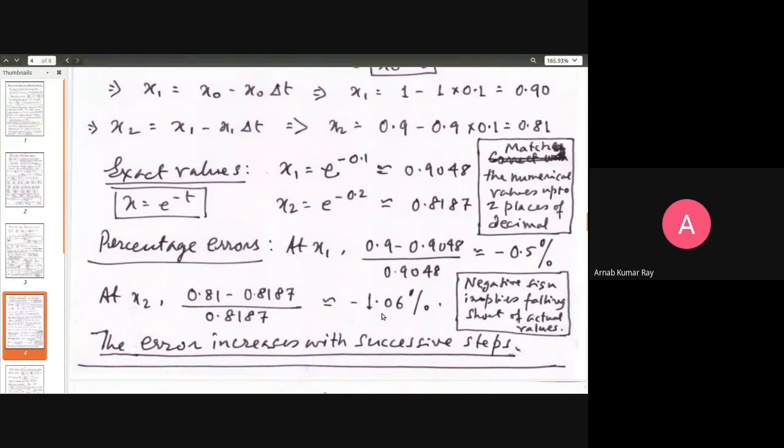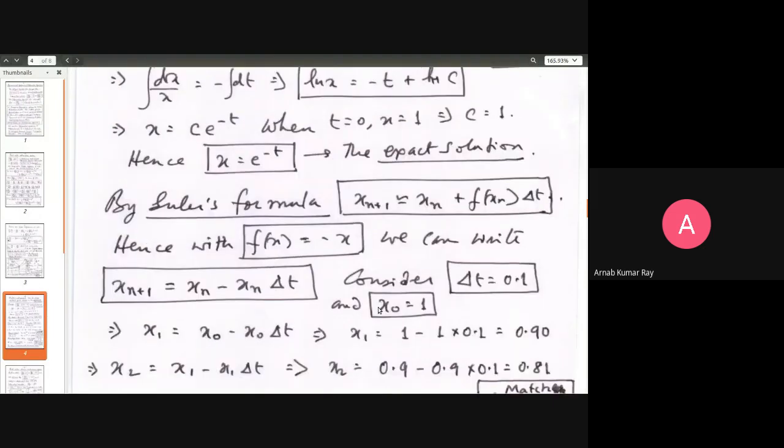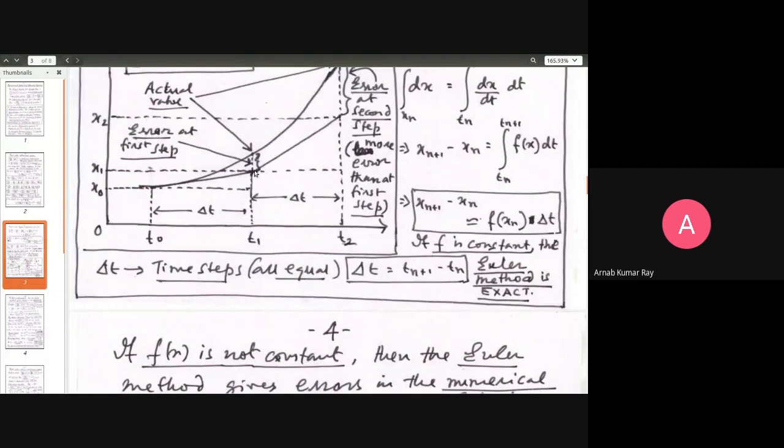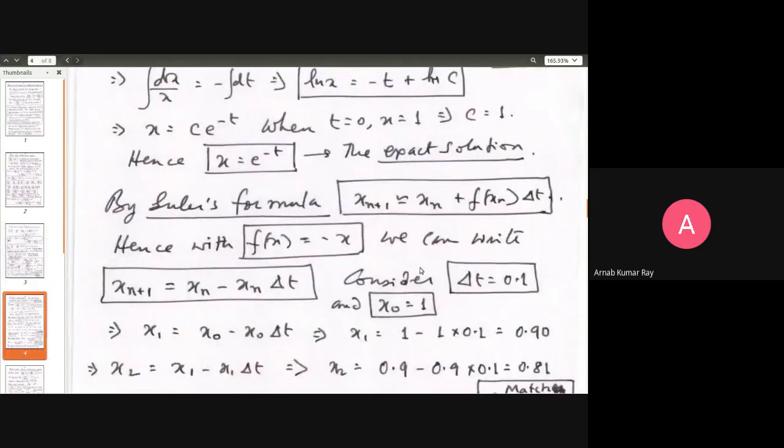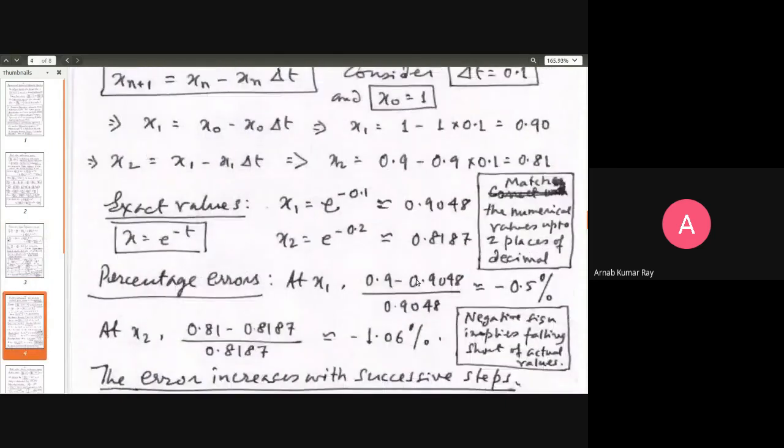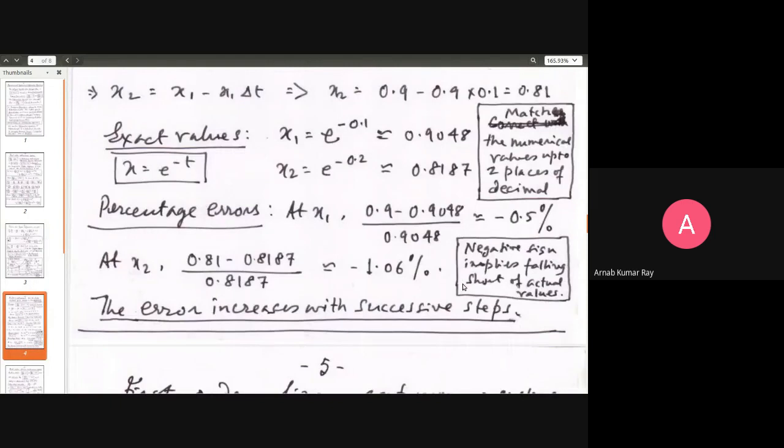So it's again a negative value. So what do I mean by that? It means that this minus this is a negative. This is the numerical value. This is the exact value. The numerical value is less than the exact value. So this is the same thing that is happening over here also. The numerical value is less than the exact value. So the negative sign implies falling short of actual values.